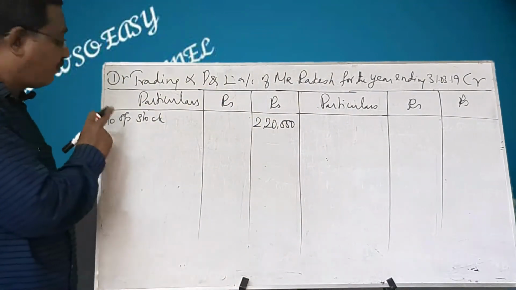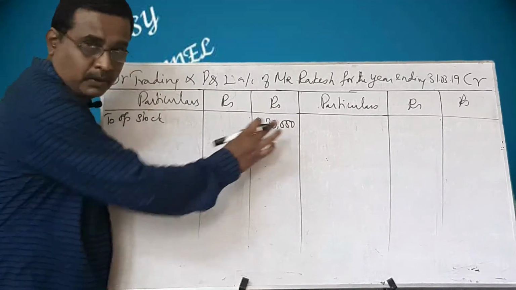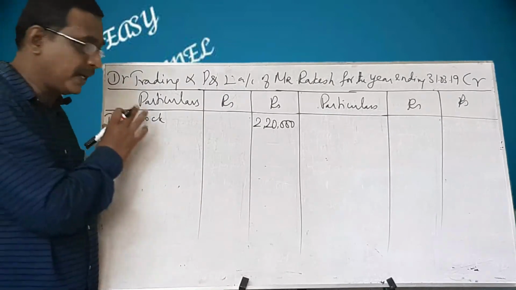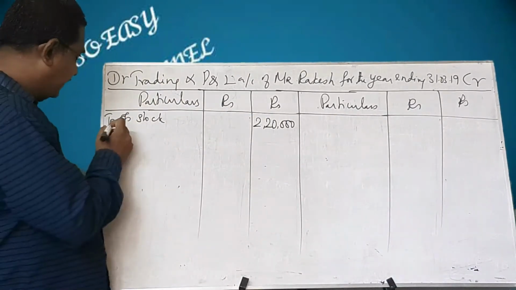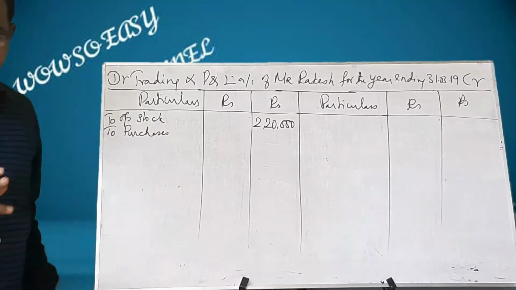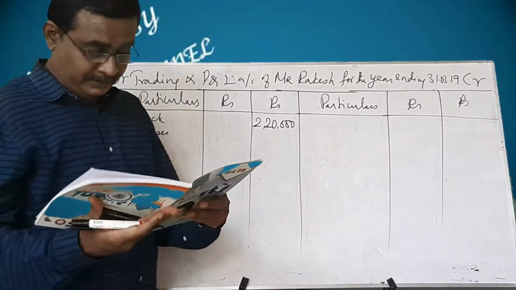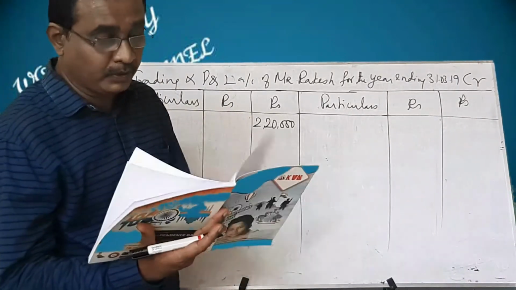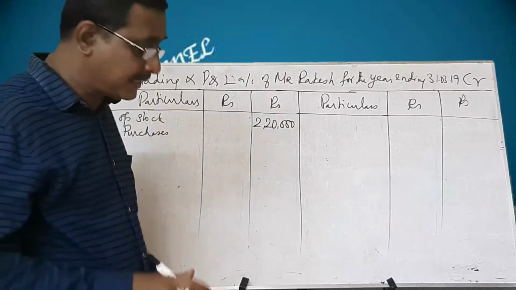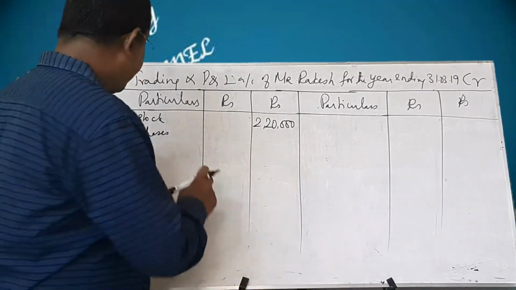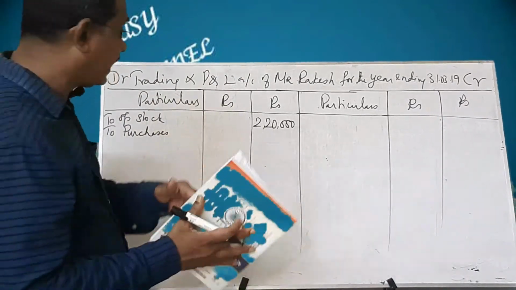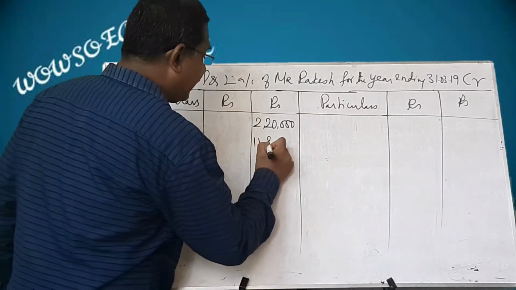When you go for writing the opening stock, you can directly go to the outer column, because there is no possibility of addition or subtraction in the opening stock. Then go for finding out the purchases. See the purchases, and if any purchases return is given, that should be deducted from here and then shown in the outer column. Here is no purchases return, so we can directly write it in the outer column, 11 lakh 85,000.